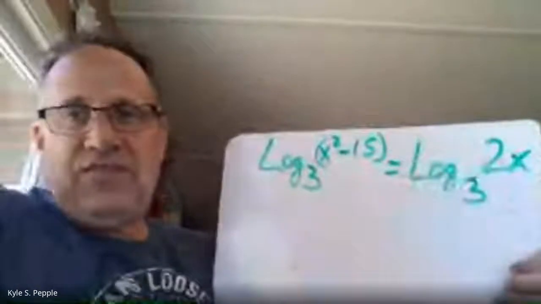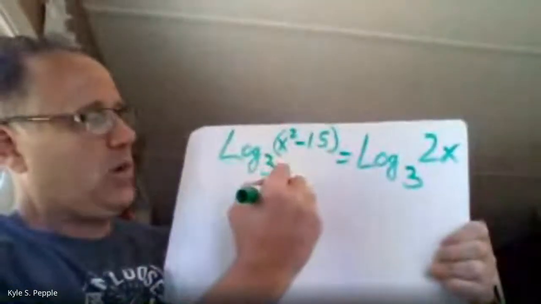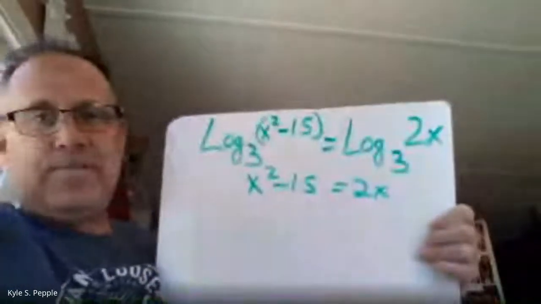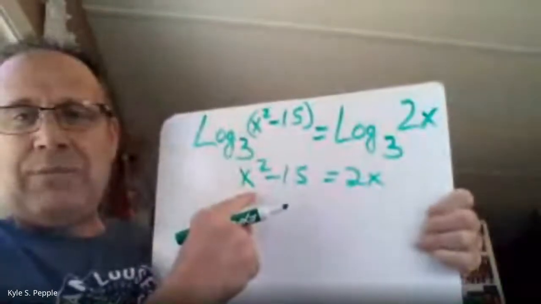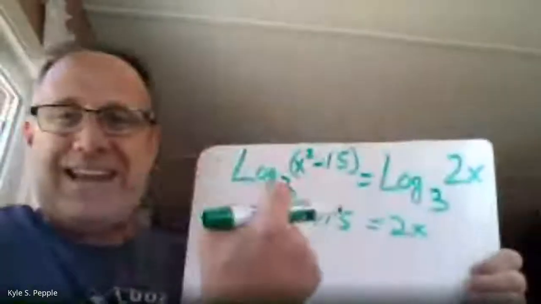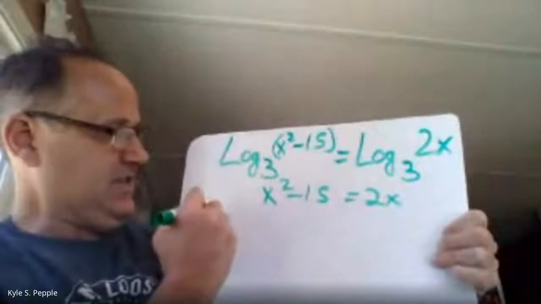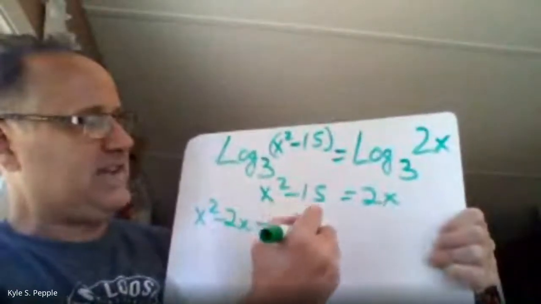Then we're going to just put these two equal to each other. Okay, x squared minus 15 equals 2x. We have our quadratic term, so we need to set it. Anytime we have a quadratic, again, we want to set it equal to 0. Subtract 2x from both sides.